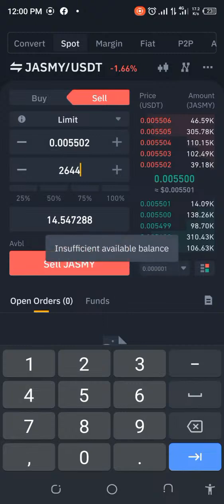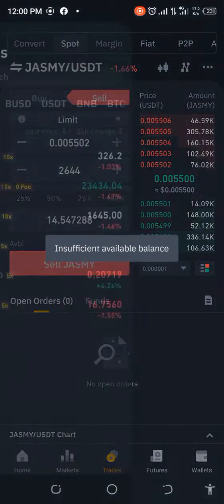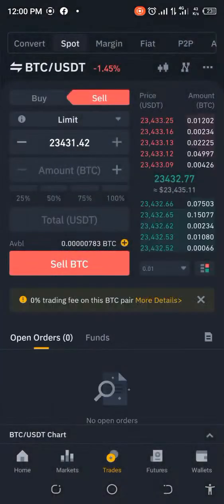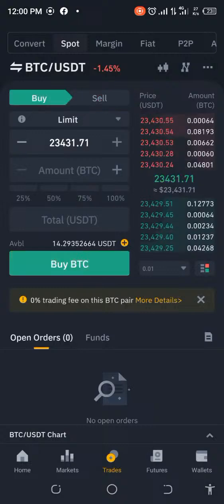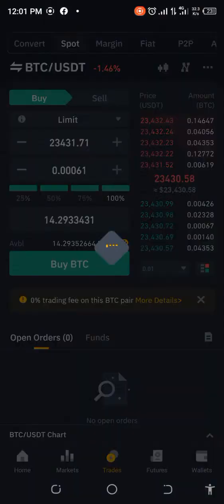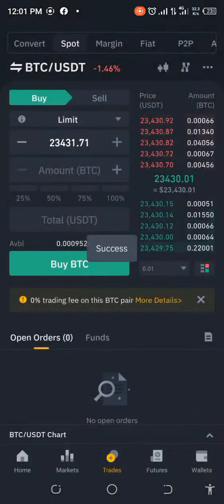Okay, so first things first, everything we're doing is by limit. Don't forget that. We're going to be doing all of these by limit. So currently, I'm going to buy BTC by limit, and most times this executes practically immediately. So let me try that out. We're going to check and we're going to buy BTC. Okay, success. It has been executed right away.